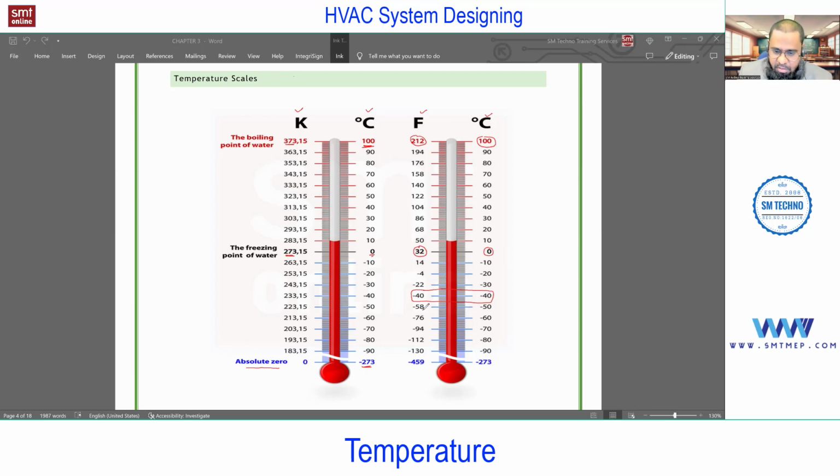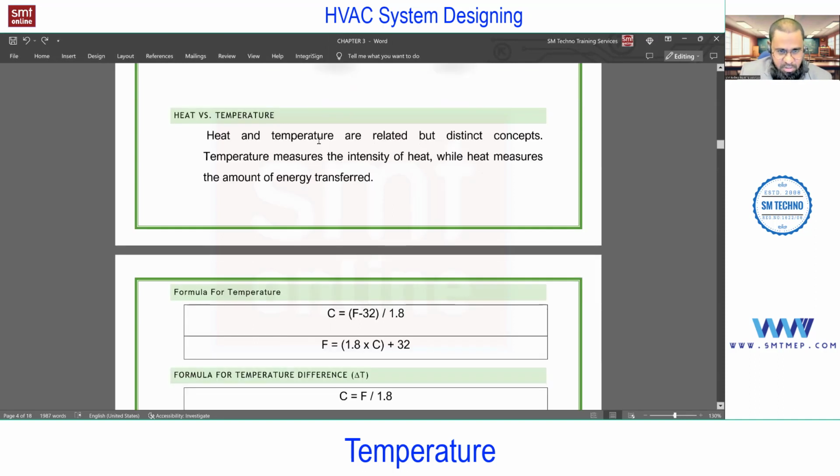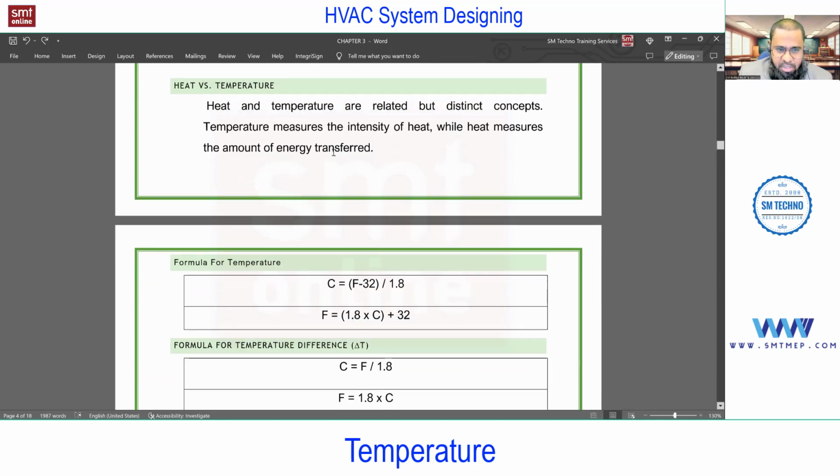But again, you see here above or below, you can see the difference. Here minus 22 is minus 30, minus 58 is minus 50 here. But at minus 40, the scale difference is 0. Okay. So remember this point, it will be useful in the calculation also. Next, we'll talk about the temperature scales. This was already discussed: heat and temperature are not the same, but interrelated. So heat is the energy and the temperature is the intensity of that energy.